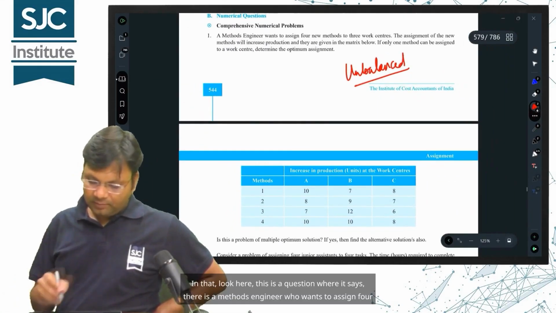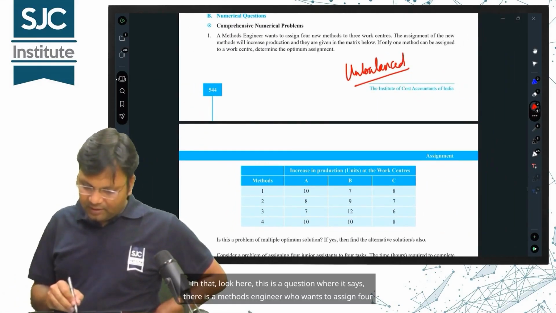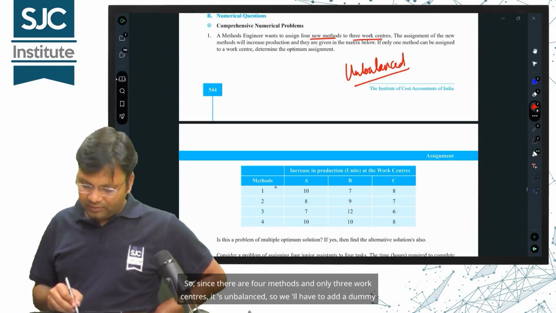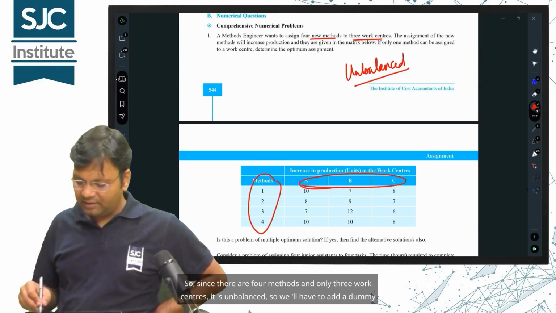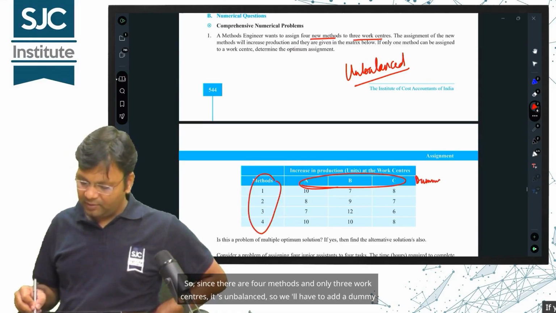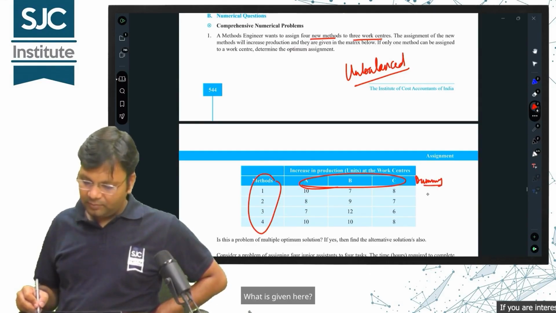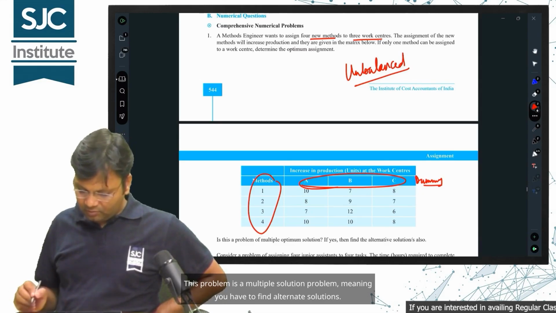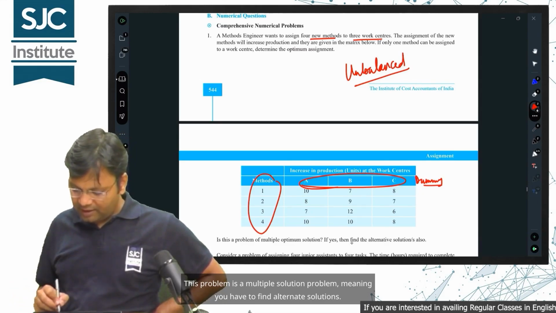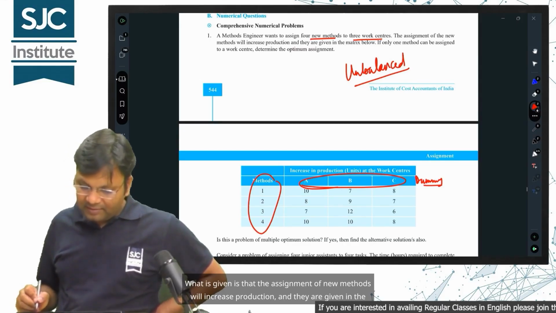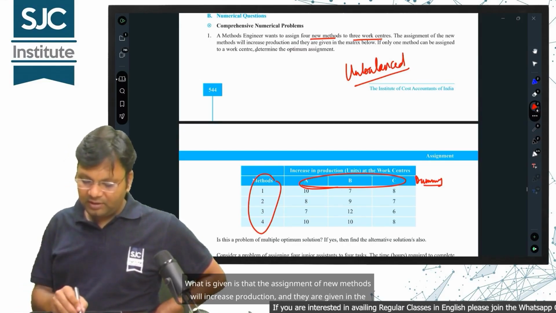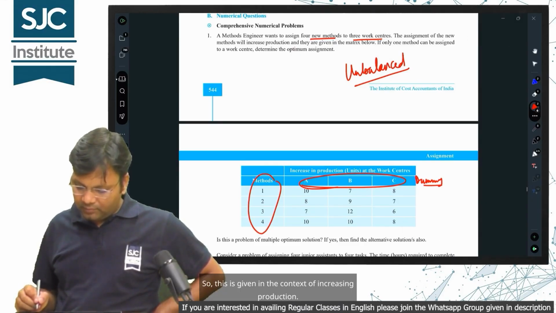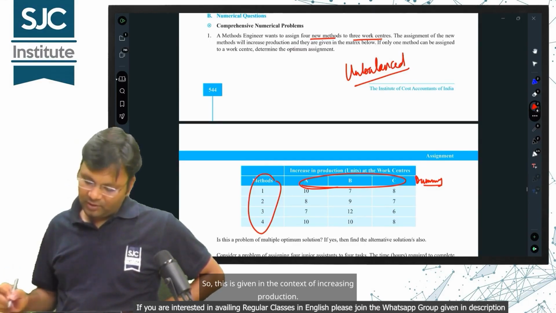In that, look here, this is a question where it says, there is a methods engineer who wants to assign 4 new methods to 3 work centers. So, since there are 4 methods and only 3 work centers, it's unbalanced, so we'll have to add a dummy work center. What is given here? Time is given, units are given. This problem is a multiple solution problem, meaning you have to find alternate solutions. What is given is that the assignment of new methods will increase production and they are given in the matrix.